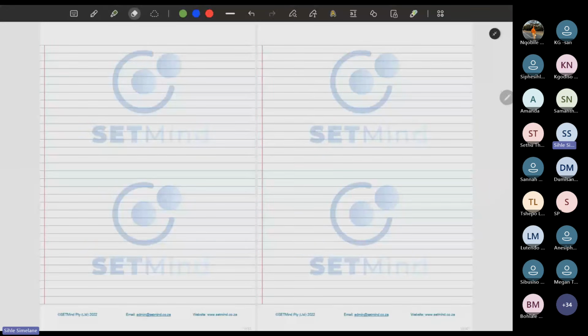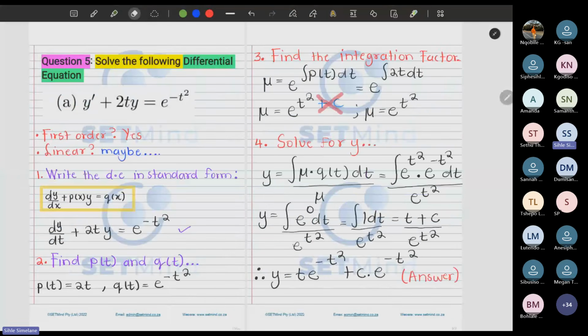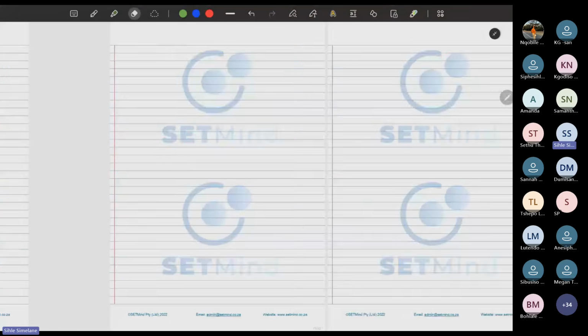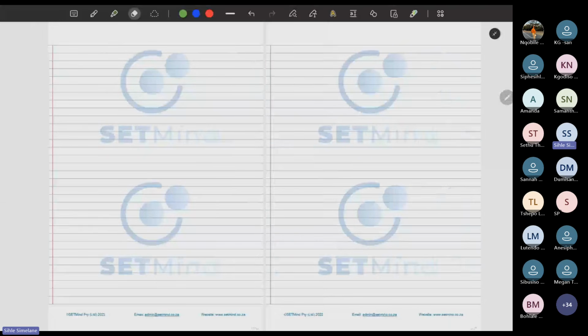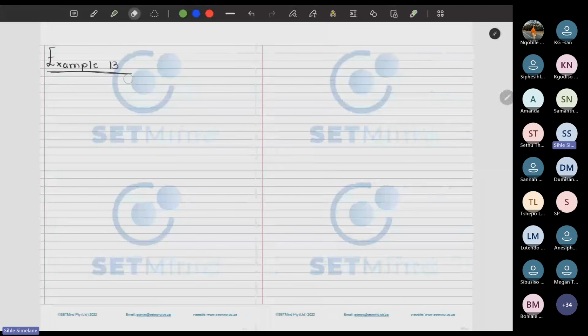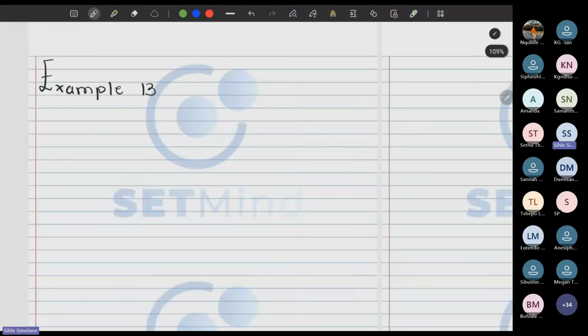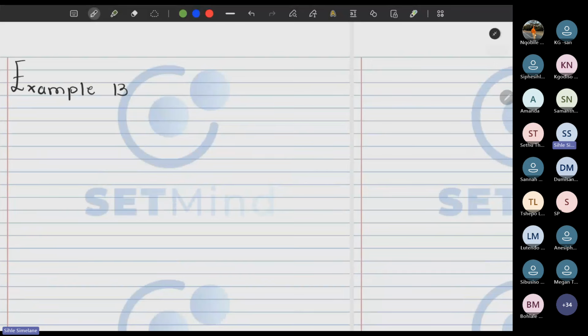Oh, in fact, here's a problem. Yep, I found one about linear operators. Let's have a look at it. Let's call it example 13. You can check it out from your book. So we are asked to determine whether the operator is linear or not.